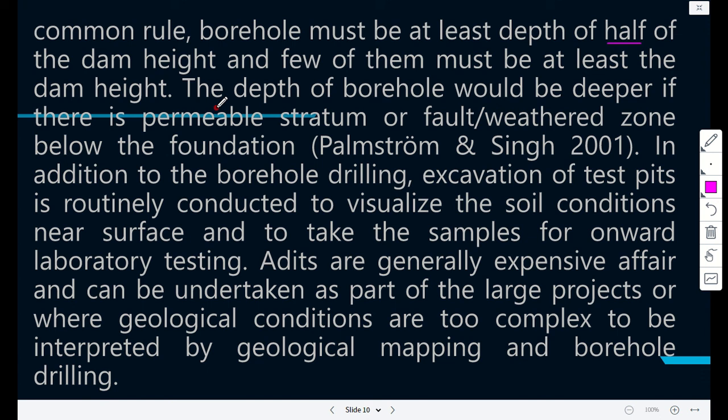So most of the boreholes must go down to a depth of half the height of the dam, and a few of them should reach the dam height. I think for obvious reasons, because you have seen the example pressures that we were trying to compute at the start of the lesson. And so if you remember, actually you can try this for yourself.